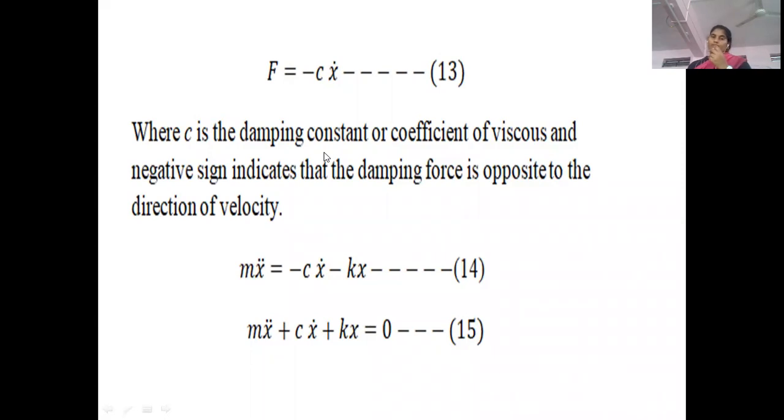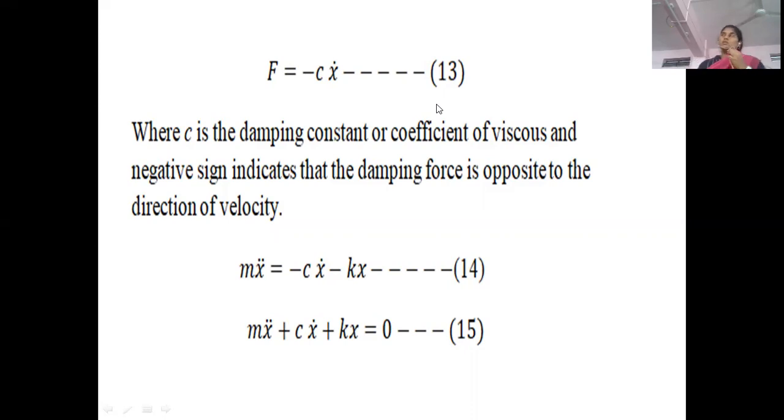Where C is the damping coefficient, or coefficient of viscous damping, and the negative sign indicates the damping force is opposite to the direction of velocity.